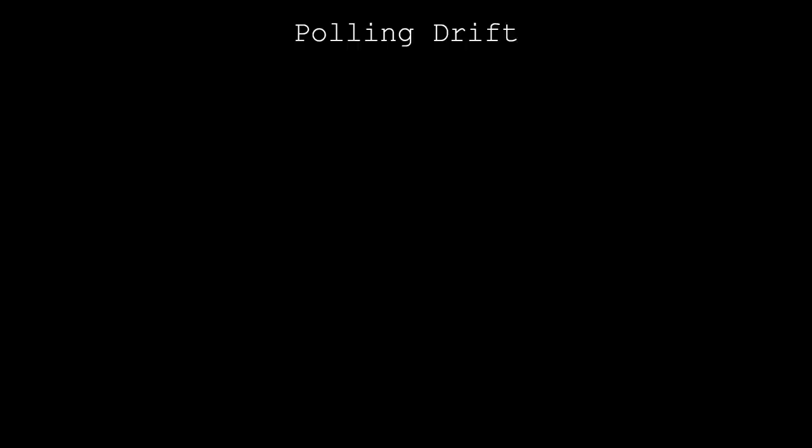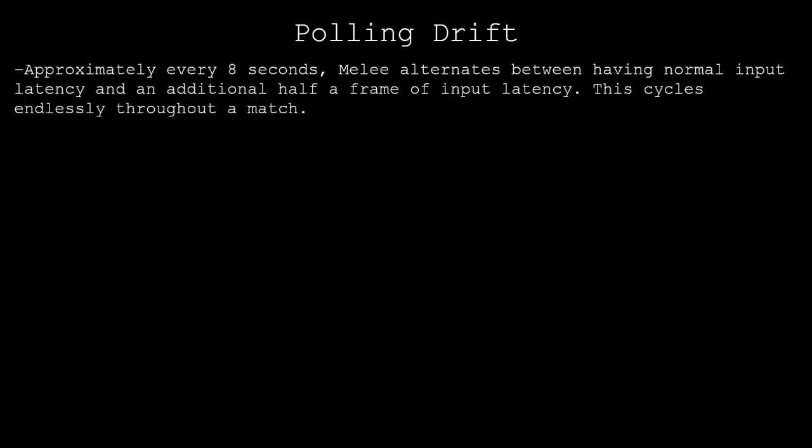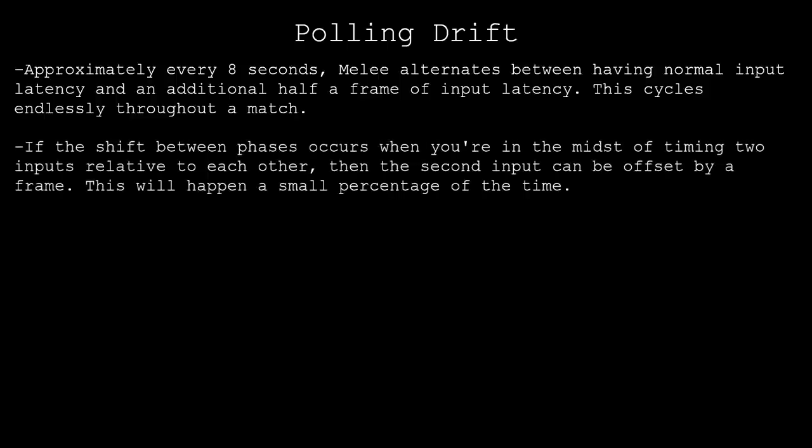The way the polling drift works is as follows. Approximately every 8 seconds, Melee alternates between having normal input latency and an additional half a frame of input latency. This means that 50% of a Melee match is played with an extra half a frame of latency that causes inputs to be delayed. Additionally, if the shift between the two phases occurs when you're in the middle of timing two inputs relative to each other, then the second input can be offset by a frame, which means it won't line up properly.